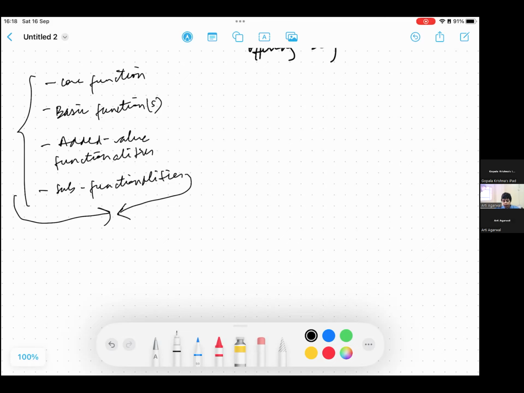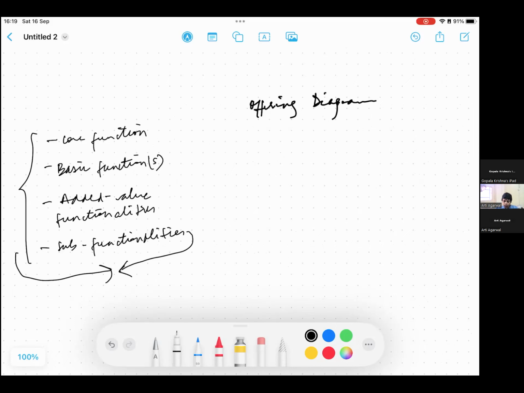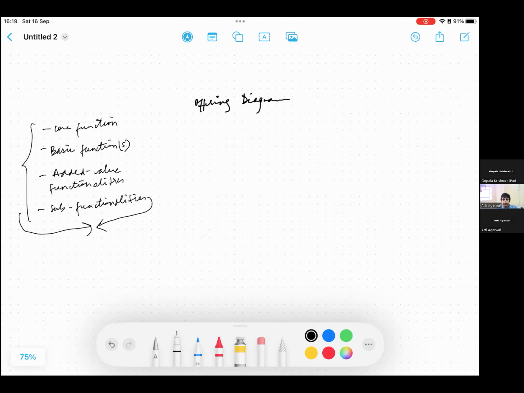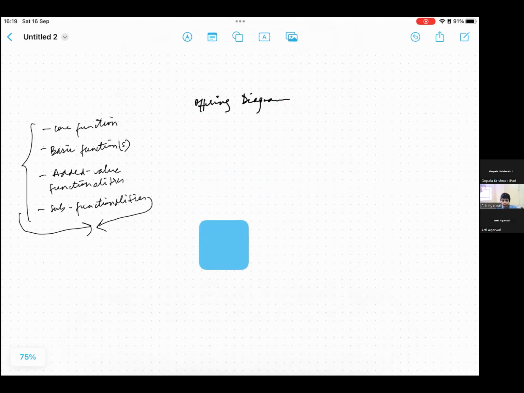So the sub functionalities are not the function the PSS is giving or doing. It's not the core function, but the sub functionalities are all the aspects of your PSS which include how it will be delivered or how it will be accessed, all those types of things. So I've just written these down because these are the four main things which we will require to be added into any PSS.